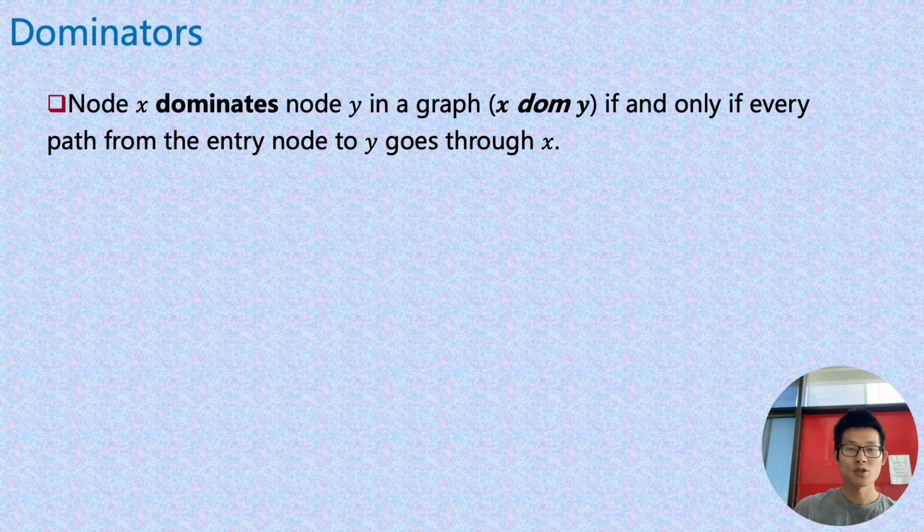Before defining the natural loop, we first introduce an important concept called dominators. In a flow graph, node X dominates node Y. We write as X dom Y if and only if every path from the entry node to Y goes through X.